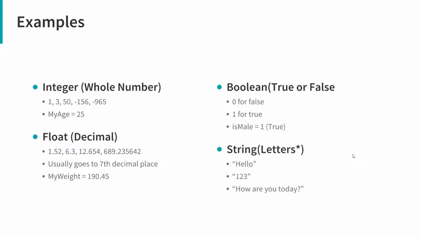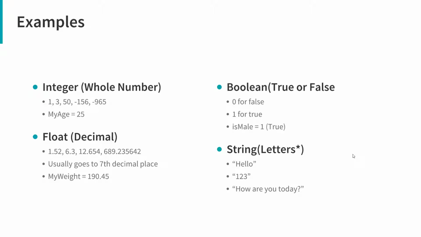So an integer is just a whole number, right? So everybody's always scared by the term integer. It just means a whole number, right? So as I did there, 1, 3, 5, 50. It's negative numbers too, negative 2, negative 156, negative 965. At least in Godot, that's how it works. And so an example of this is like my age, right? So my age is equal to 25. So that'd be like an integer, right? So it's not going to be like some decimal number.